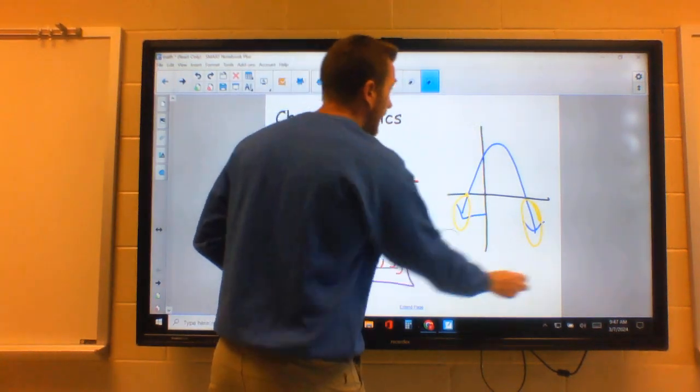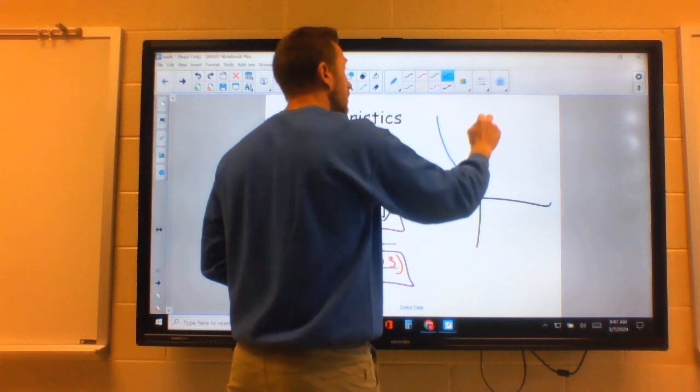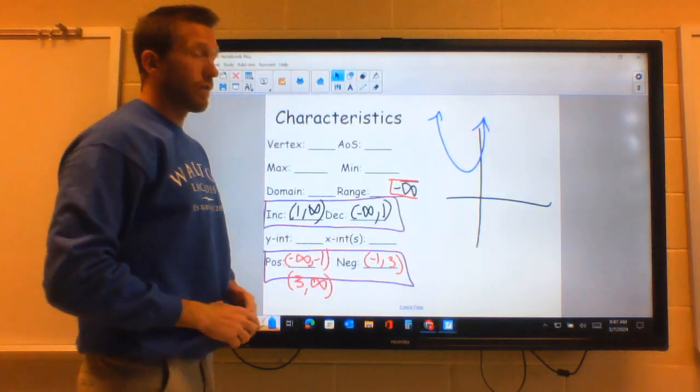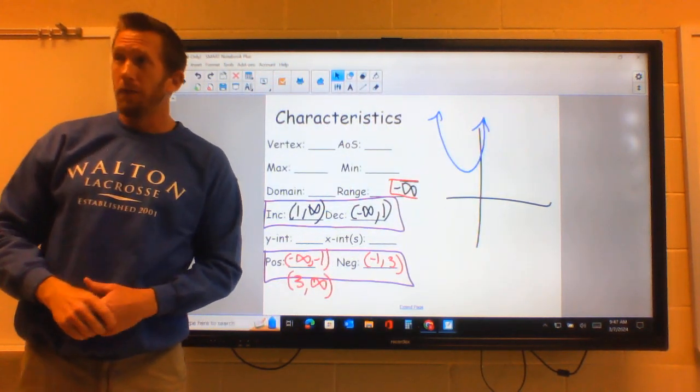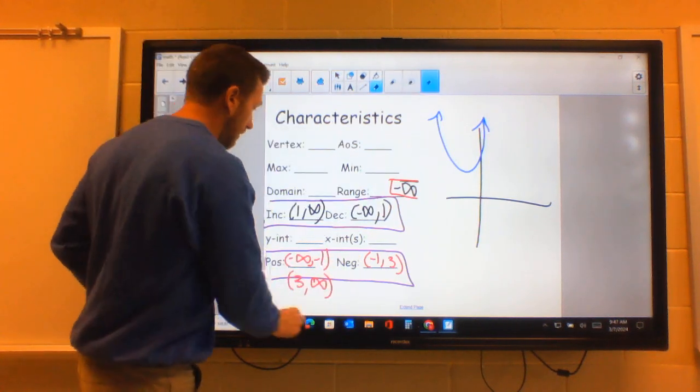Side note, if I draw this a couple other ways, we could have a function that's only ever above the x-axis. This means it would only ever be a positive region.